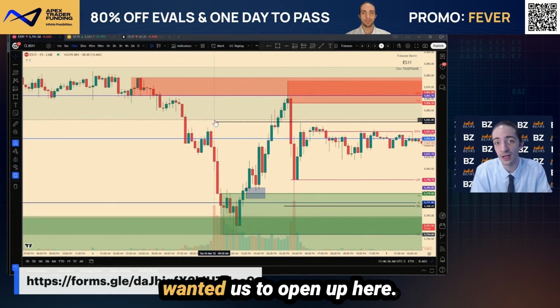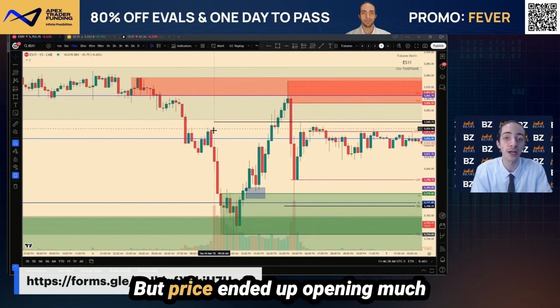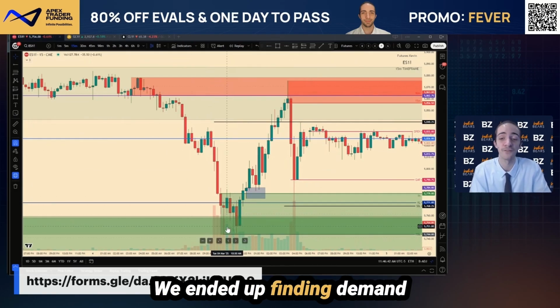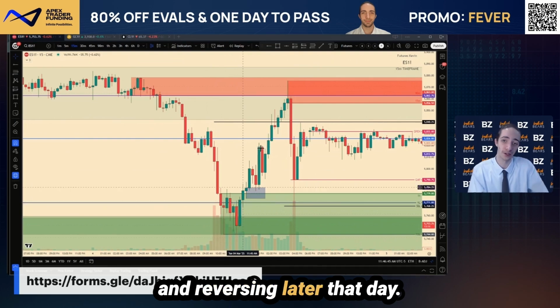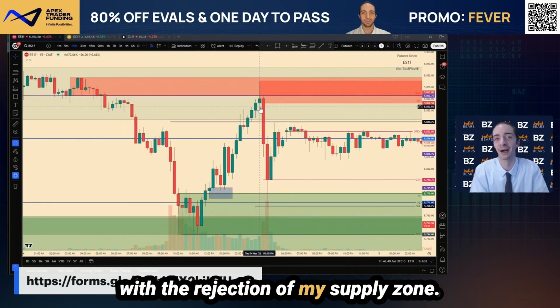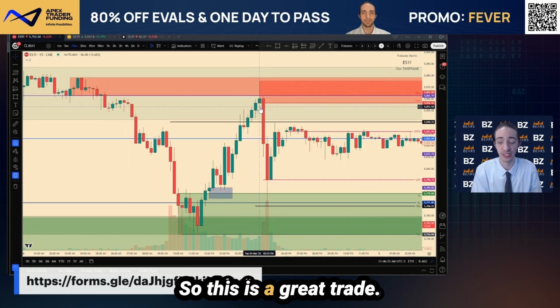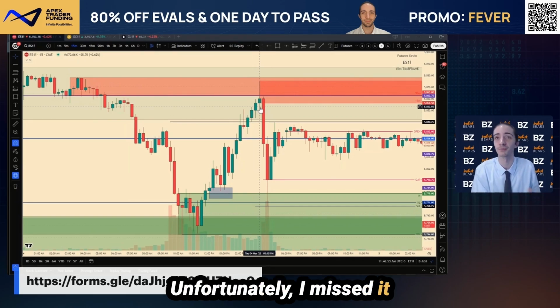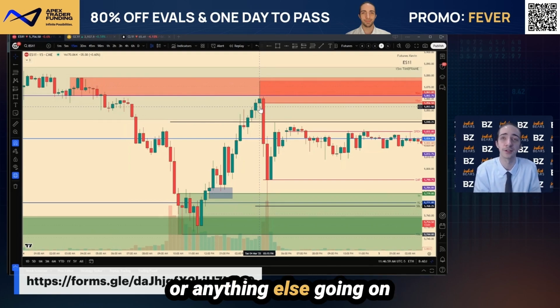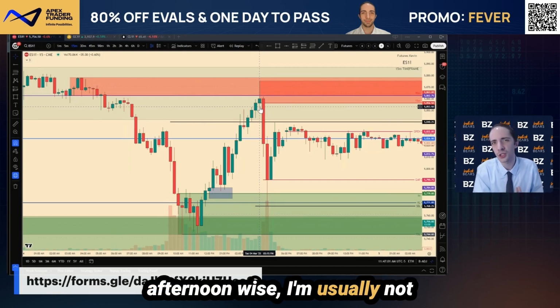So that's why I really wanted us to open up here, but price ended up opening much lower, giving us a larger gap. We ended up finding demand and reversing later that day. We got that gap fill along with the rejection of my supply zone. So this is a great trade. Unfortunately, I missed it because my trading hours are between about 8:30 to 11.